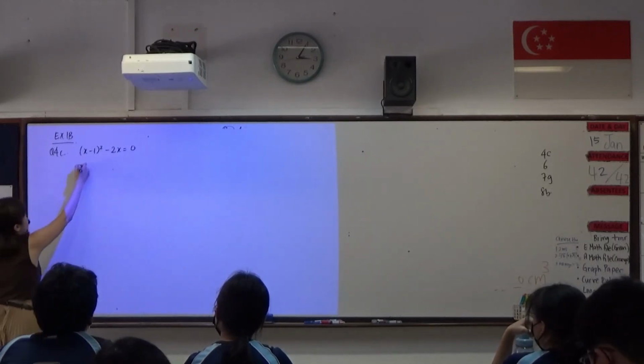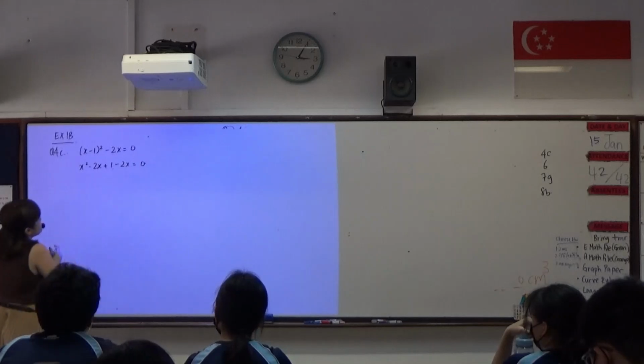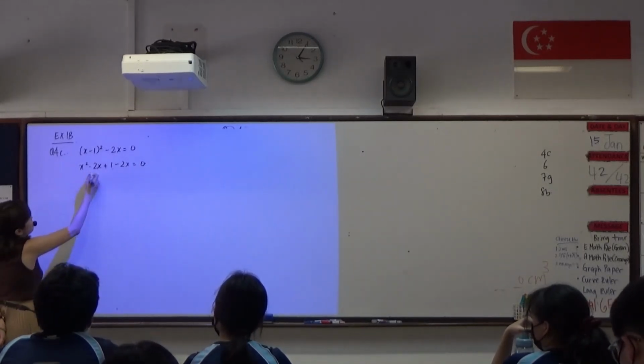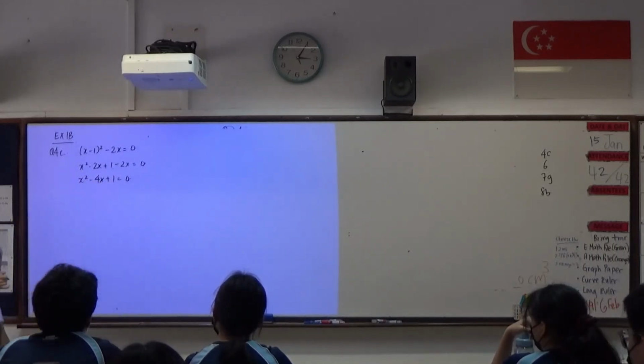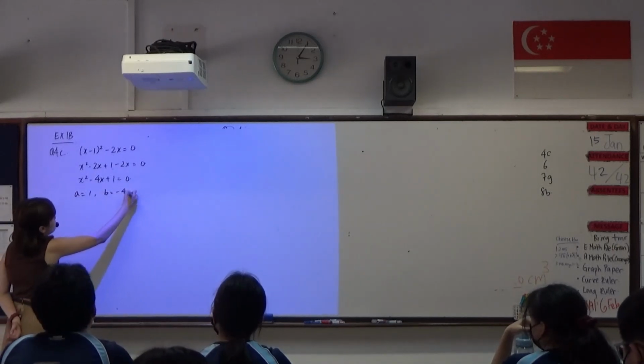To get to 0, we have to expand it. To arrive at this: x squared minus 2x plus 1 minus 2x. So it simplifies to x squared minus 4x plus 1 equals 0. Then you use your formula. A is actually 1, B is negative 4, C is 1.